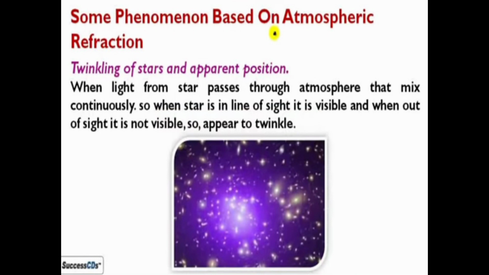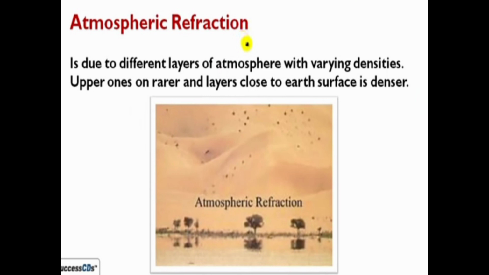Now, there are some phenomena which are based on atmospheric refraction. I hope that you are clear with the concept. Atmospheric refraction occurs due to different layers of atmosphere with a variety of densities. We know refraction means different angles. As we saw in the case of the prism, the white light was refracting, due to which different angles of colors were formed.